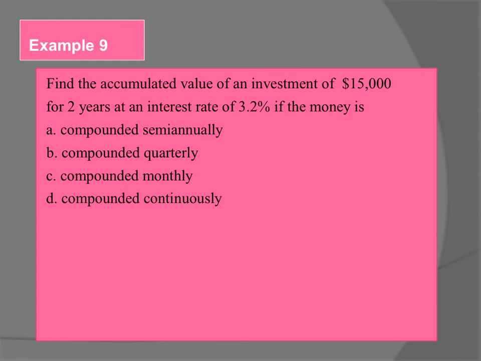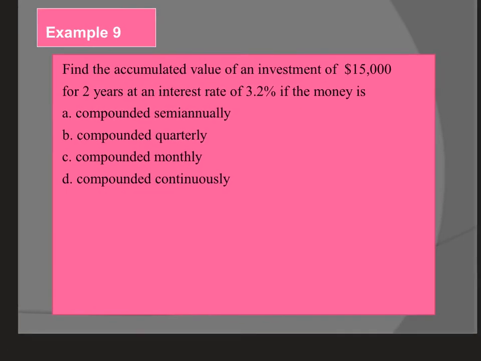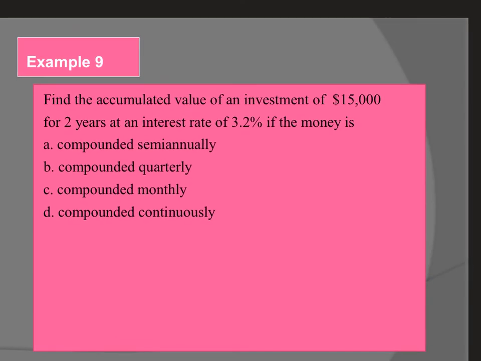All right, so you can see it looks something like this. Find the accumulated value of an investment of $15,000 for 2 years at an interest rate of 3.2% if the money is A, compounded semi-annually, B, quarterly, C, monthly, and D, continuously. So let's start with the general information.